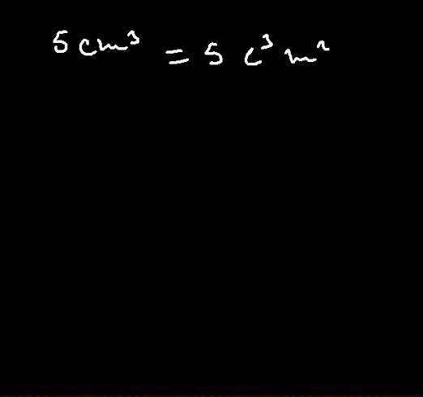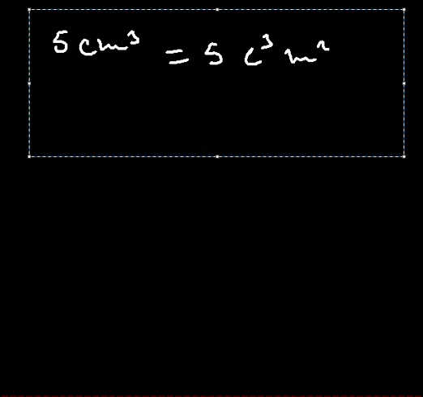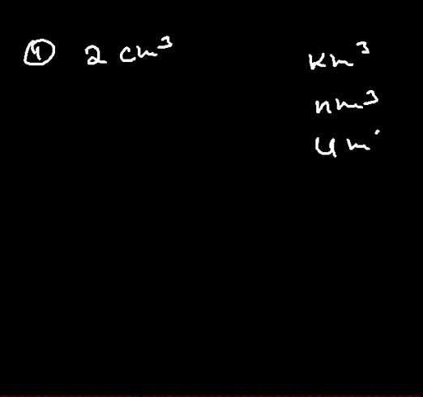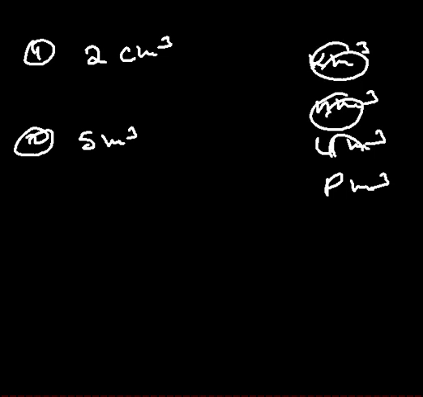So if that is the case, try to do the following in your own time. You should change the following units. Let's say we have 2 cubic meter, which should be given in kilometer cube, nanometer cube, micrometer cube, and also picometer cube. And if we have 5 meter cube, we should have it in the same way as well. So try to have that.